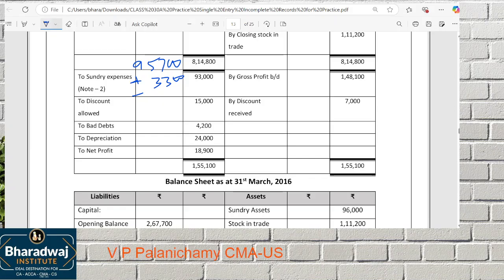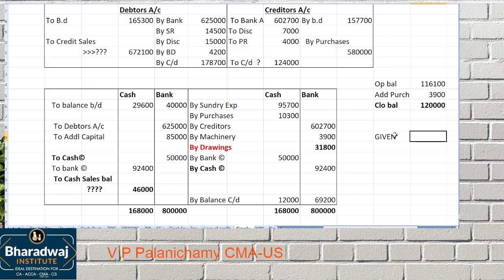Opening balance plus purchase should have been the closing balance. It should be 1,20,000. But what is the closing balance given? How much have they given? They have given 96,000. The balance is which one? Depreciation will be 24,000. Or you can prepare the asset account and check. As a balance, you will get which one? Depreciation. Opening balance plus purchase should have been 1,20,000, but we are given only 96,000.